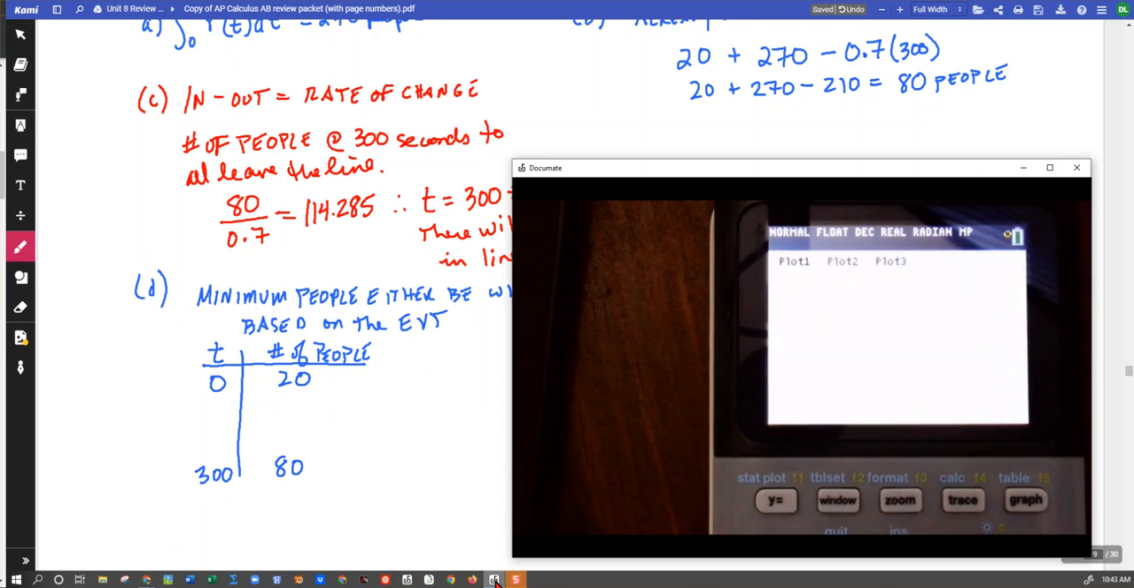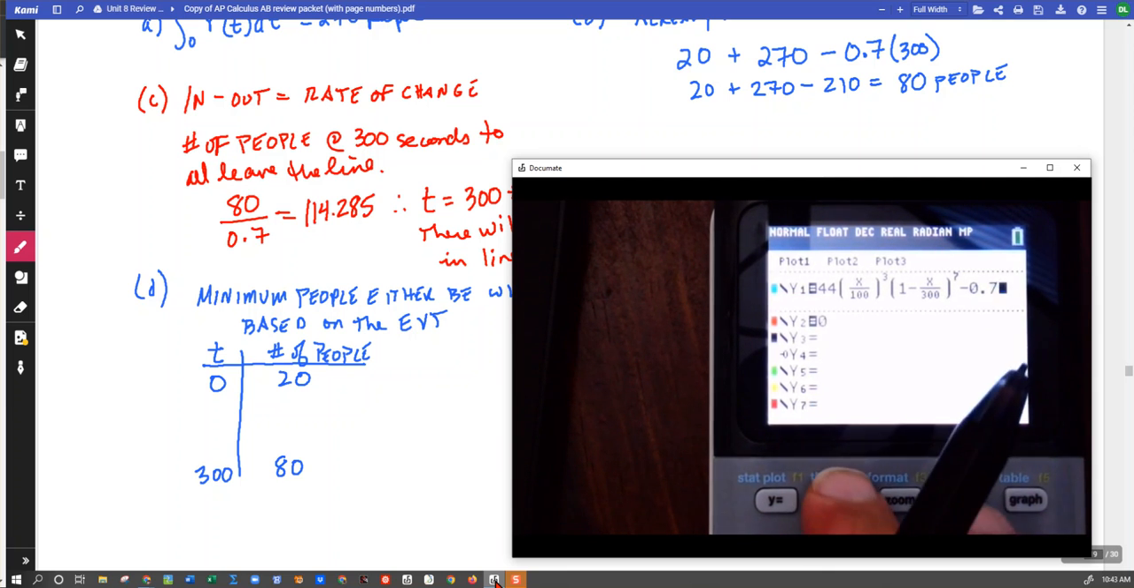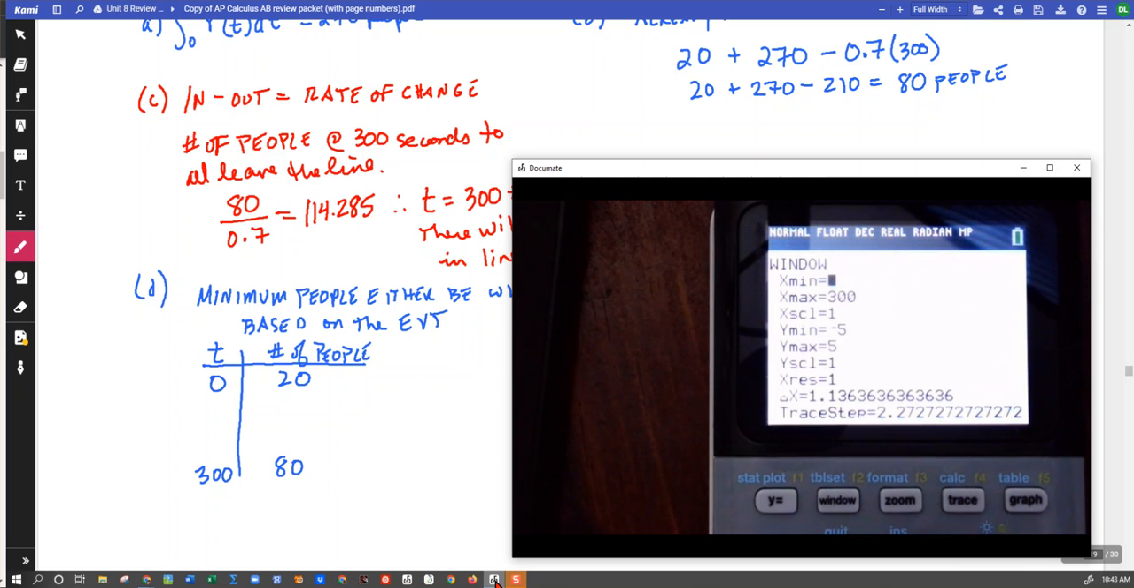So let's go ahead and come to y equals. This right now is how many people are getting in line. Minus 0.7 is going to be how many people are leaving, so that's going to be our rate. And I want to look at from 0 to 300, and I want to find when the people leaving minus the people arriving is close to 0.7.